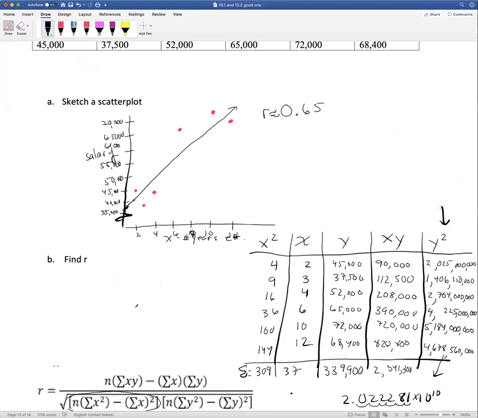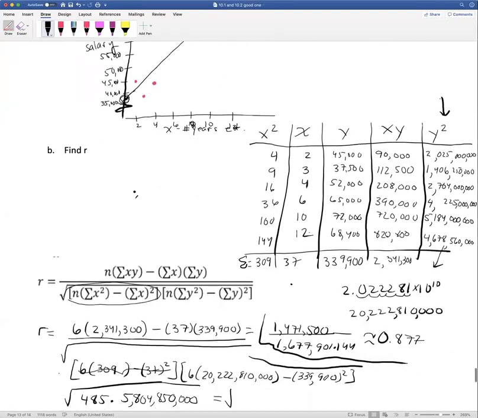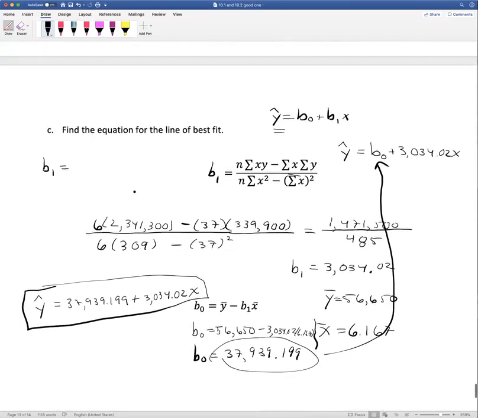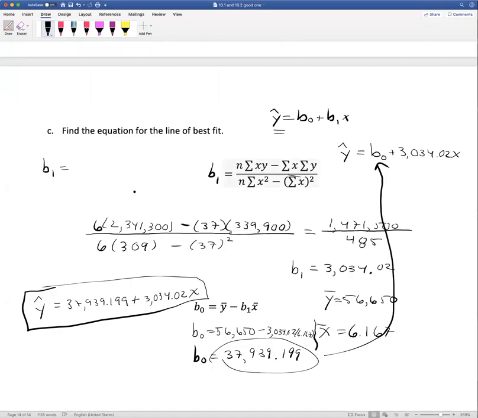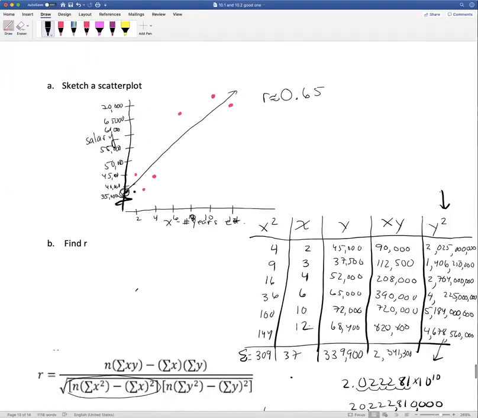And you can see, take a look, in the equation of the line we have a y-intercept of 37,939. You can see we have a y-intercept right around 37,000. I mean, we're hitting here between 35,000 and 40,000. So this is a pretty good line that fits this data fairly well.